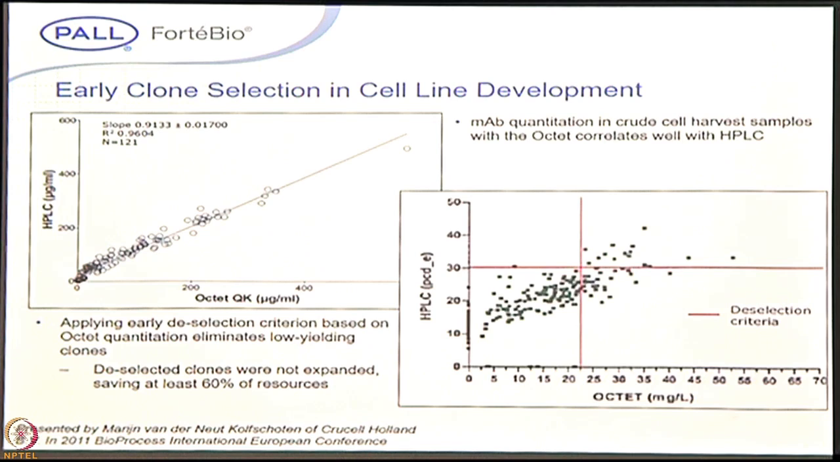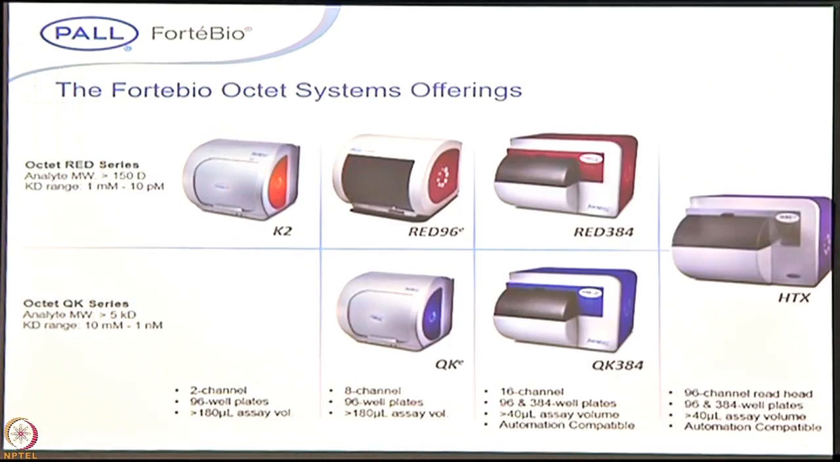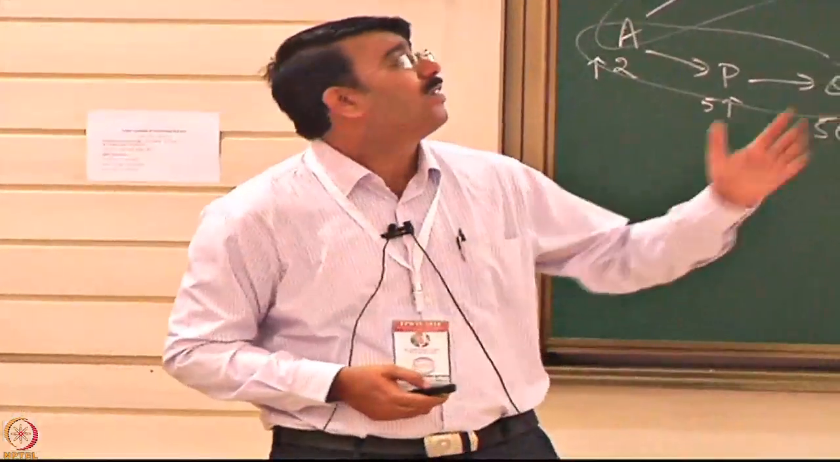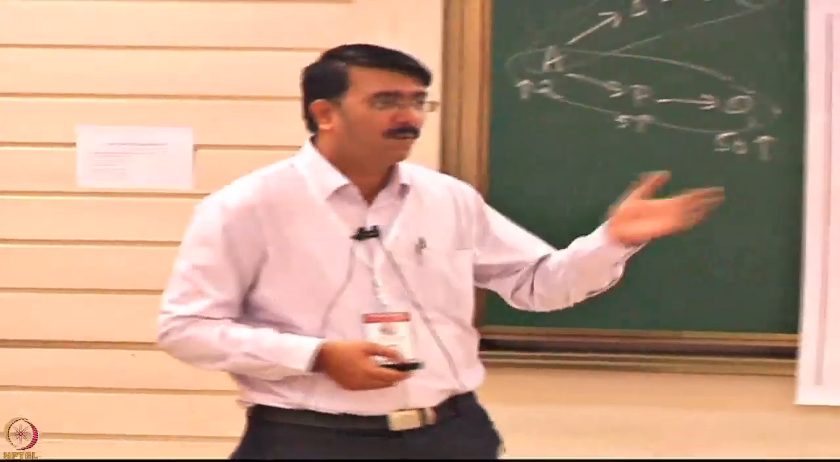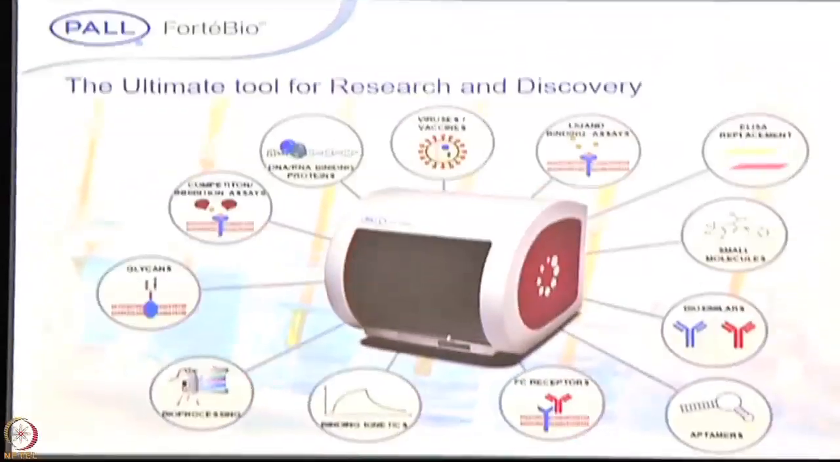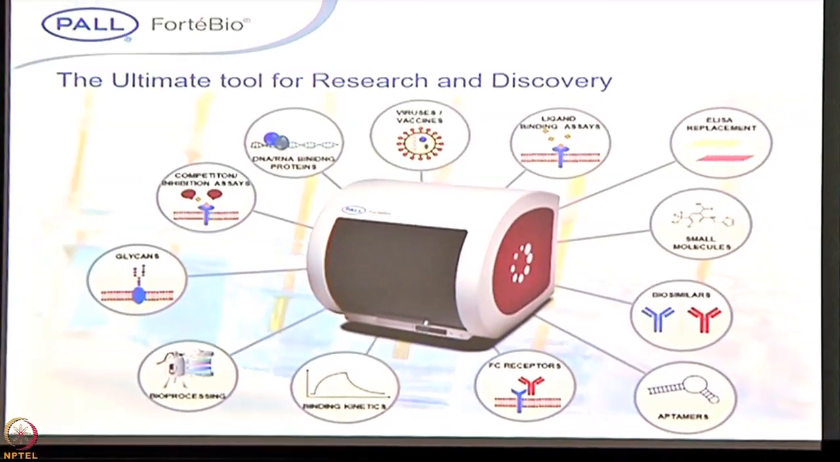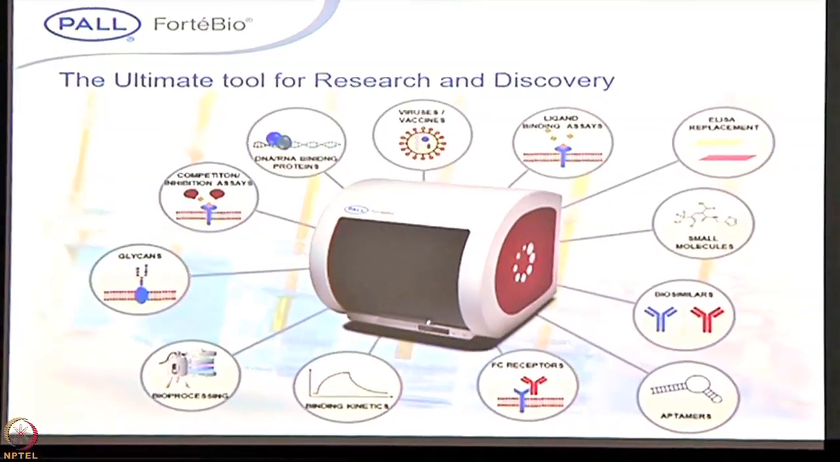One of the comparisons they had done was early clone selection in cell line development. They did a correlation of HPLC versus the Octet platform. It is comparable with the other methodologies. So depending upon the application, you can choose the right sensor. You can put it into different applications, whether protein-protein, protein-DNA, protein-RNA, aptamers, cell-based assays, or nanoparticles. We have a lot of applications in that.